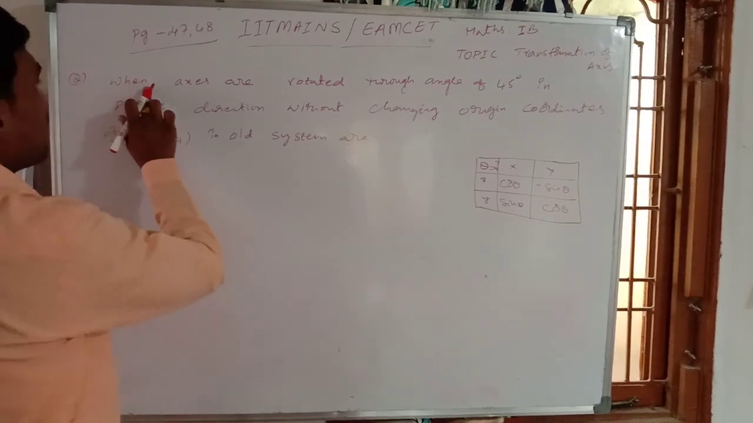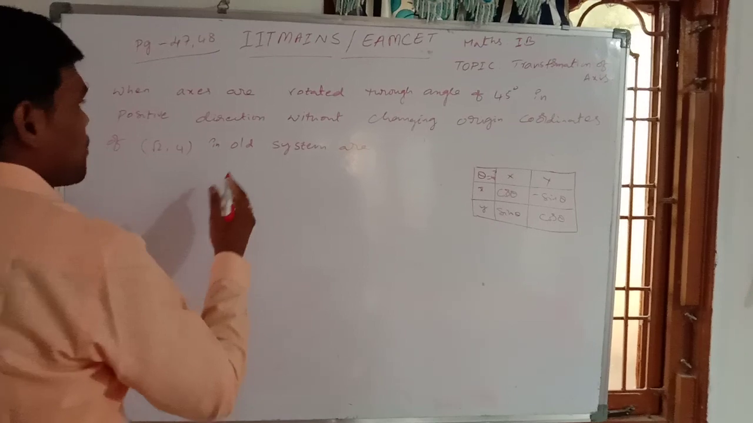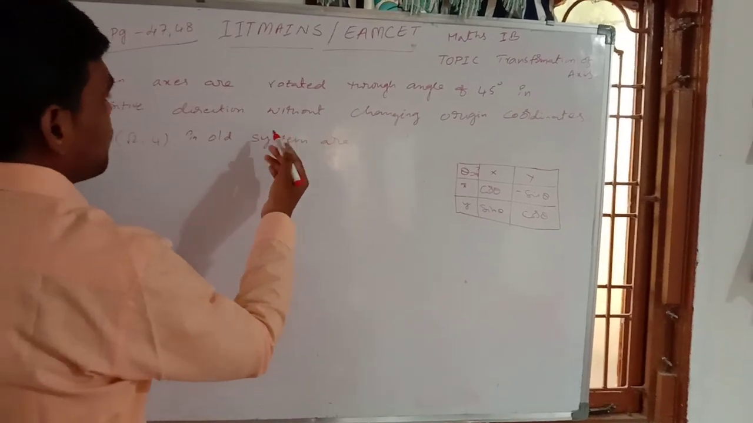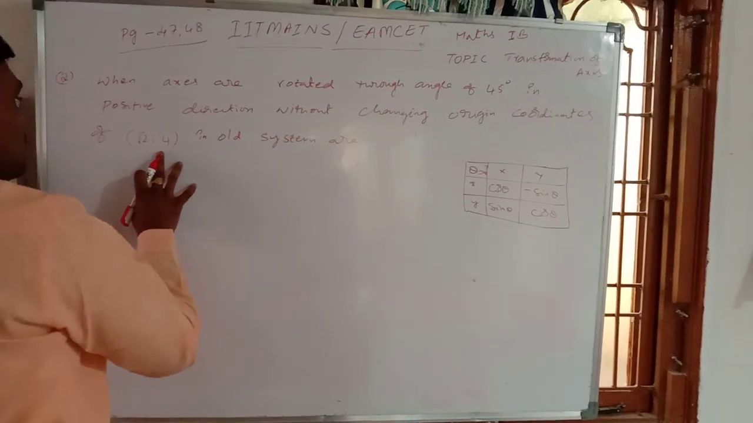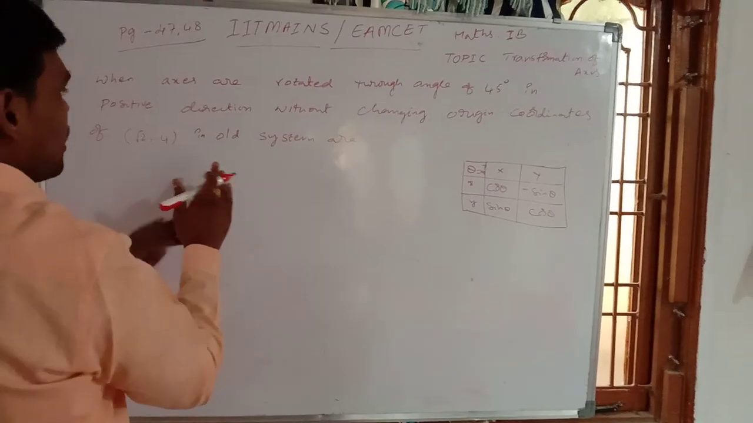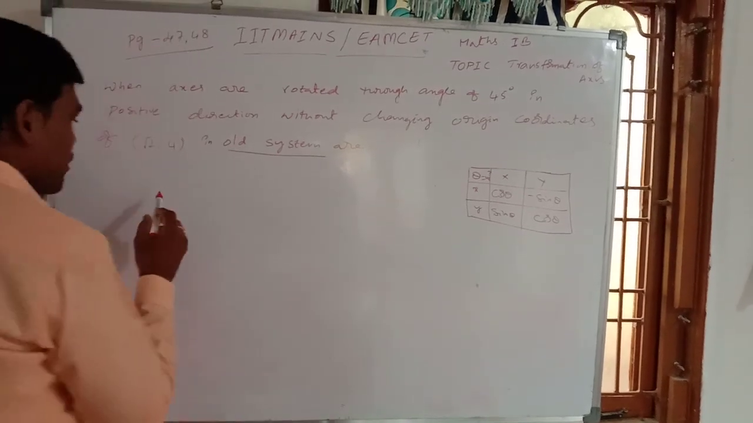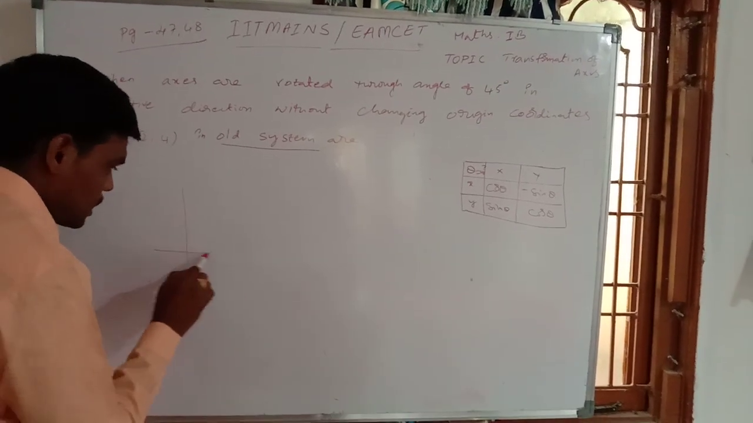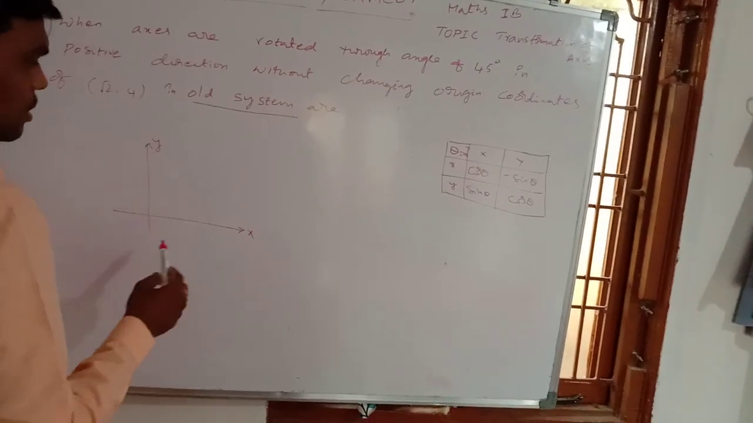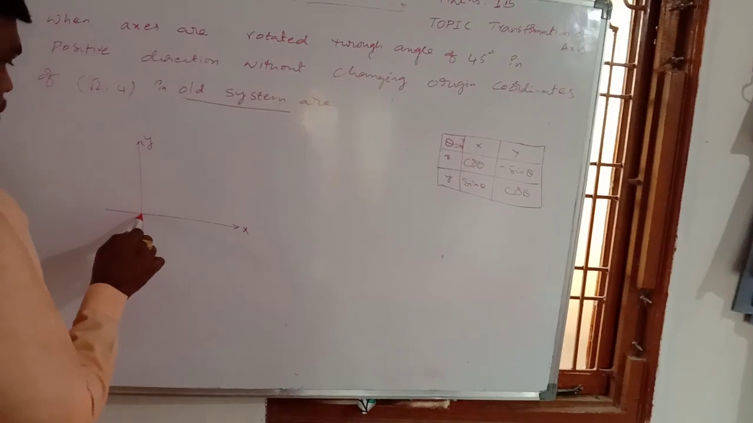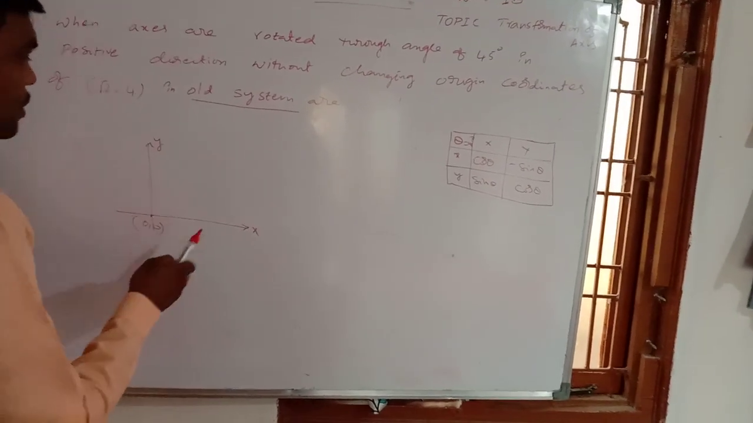Now see the question. When the axes are rotated through an angle 45 degree in the positive direction without changing the origin, coordinates of root 2, 4 in new system are. Now new system means small x, small y, and this is the coordinates of axis. Now this is origin, without changing the origin.